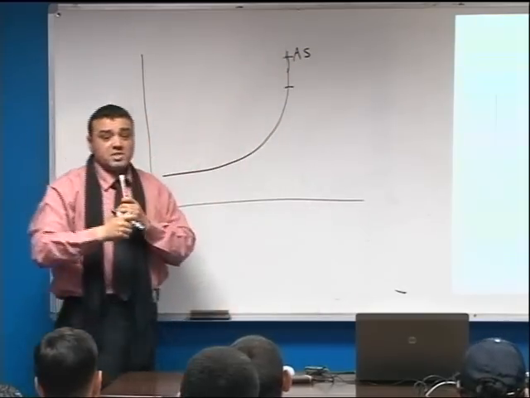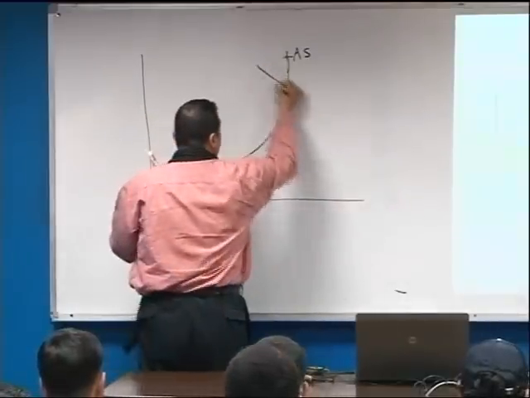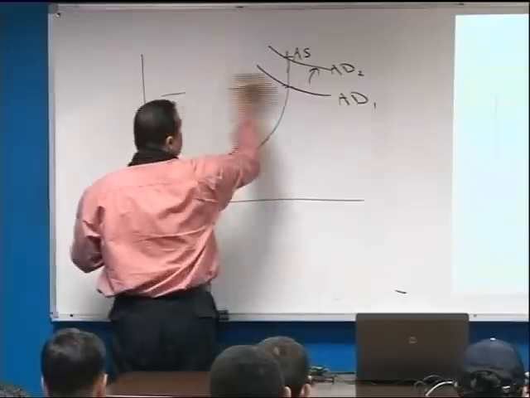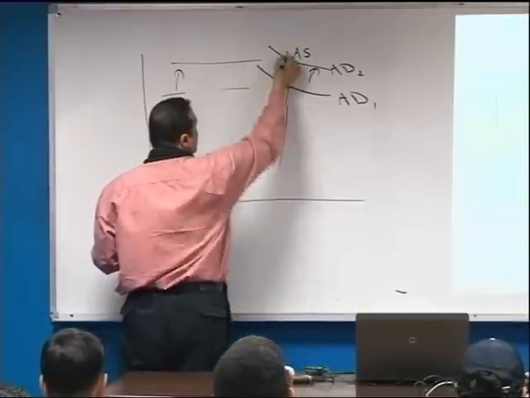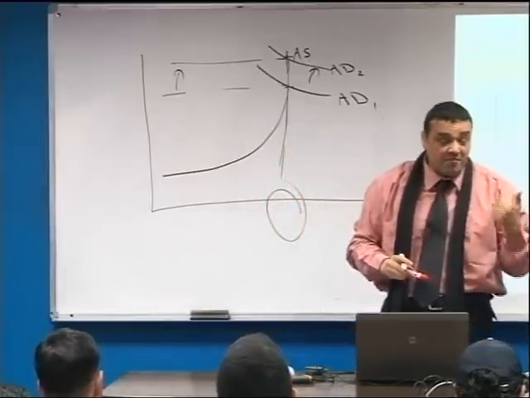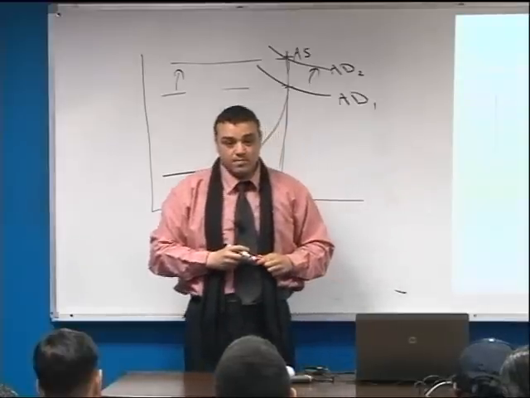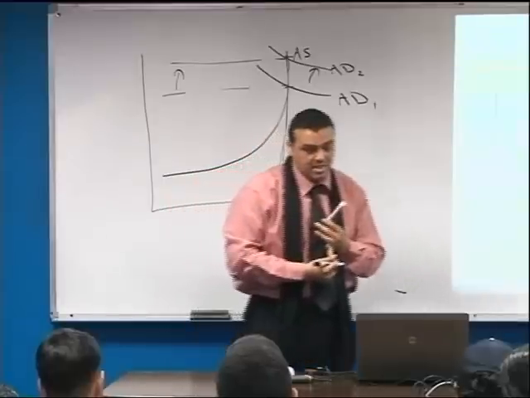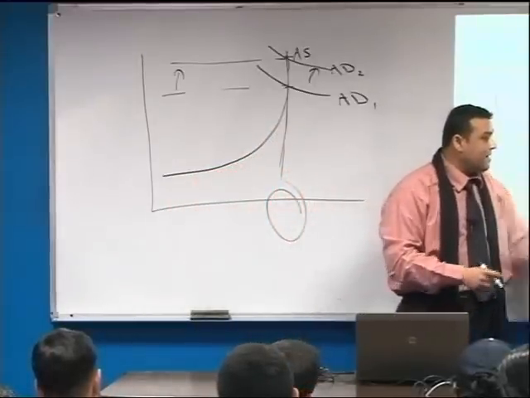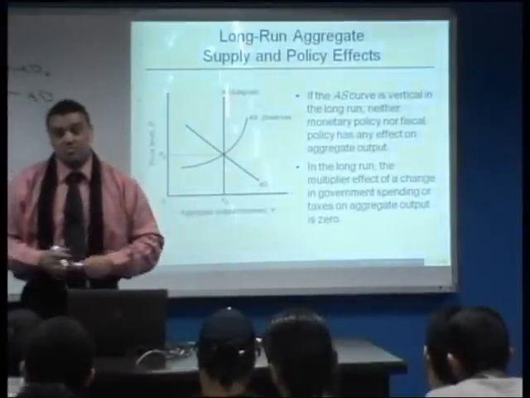Using an expansionary fiscal policy or an expansionary monetary policy leads to increasing in the prices, AD1, AD2, which means we have increasing in the prices without a change in Y. So neither the monetary policy nor the fiscal policy is effective or has an effect on the aggregate output. Right? In this case the multiplier, as we mentioned, is zero. So in the long run, the multiplier effect of the change in government spending or taxes on the aggregate output is zero.